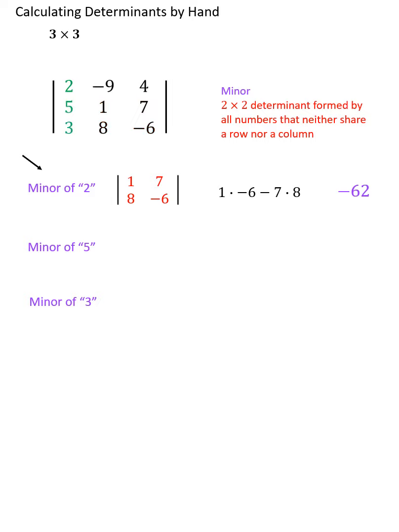I just want to remind you that we're working our way down the first column, and now we're going to do the minor associated with 5. So I'm going to gray out any number that's in the same row or column as 5, and that leaves me the 4 highlighted numbers. You might see them in red. And that's the minor of 5. So those 4 numbers, the -9, 4, 8, and -6, form the minor of 5.